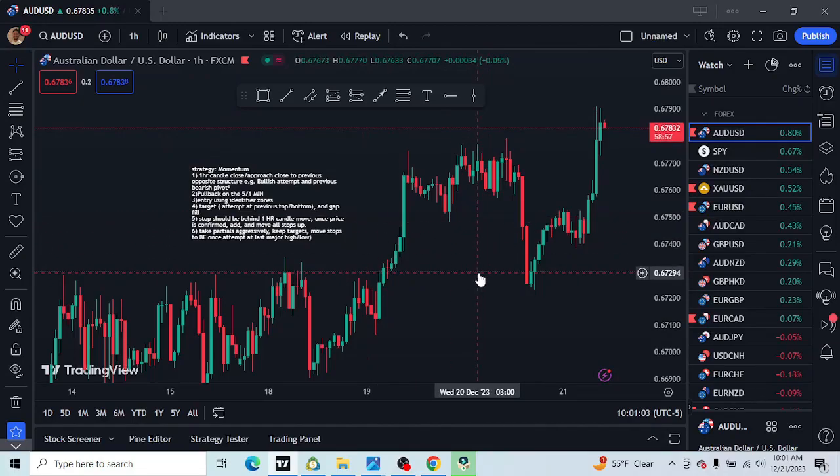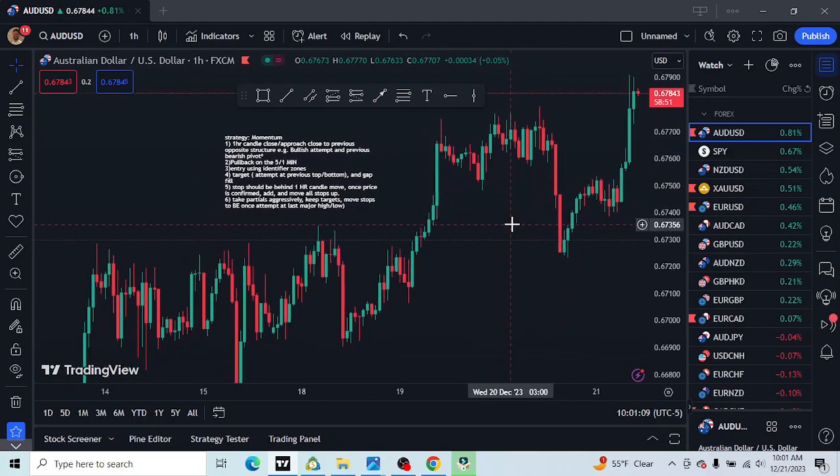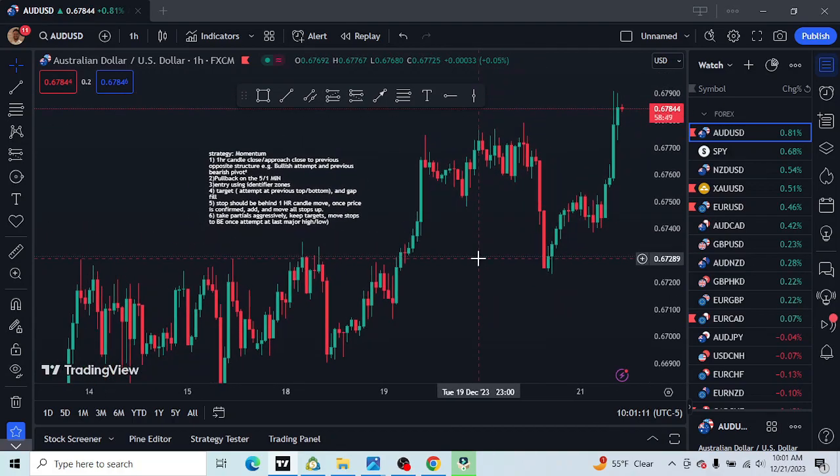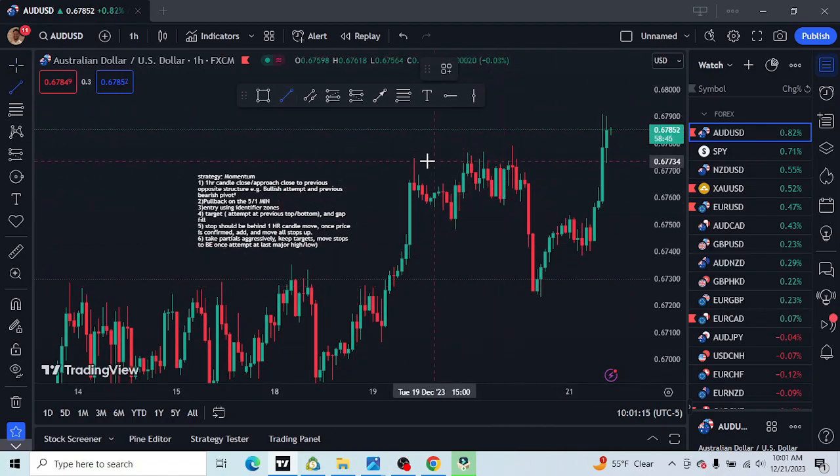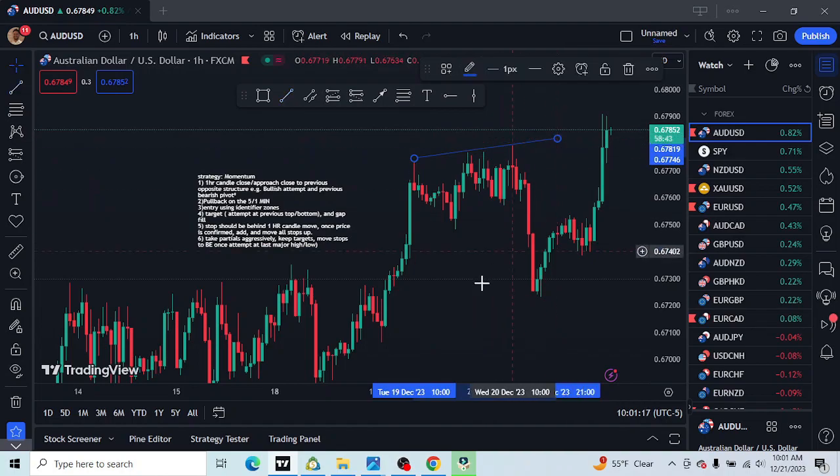Hey guys, so I'm going to walk you through the strategy that I've been using. I developed the strategy, and it was based off of me constantly doing reversions. And essentially, one of the easiest ways to find a reversion is this. This is a perfect example of a reversion.